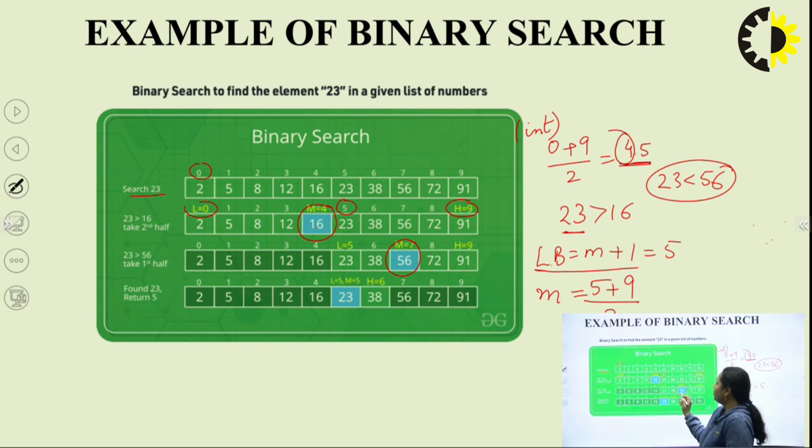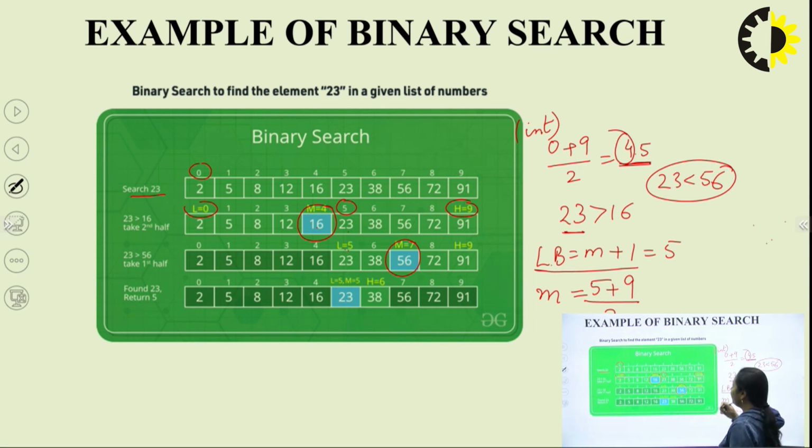So again the list is divided into two parts, first half and second half. As 23 is smaller than 56, we have to search for 23 within the first half of the list this time. As we are moving towards the first half, the lower bound will remain the same but the upper bound will change. So what is the upper bound now? That is 6, a position which is 1 less than the middle.